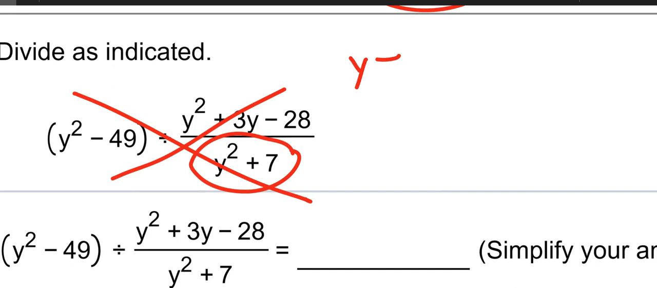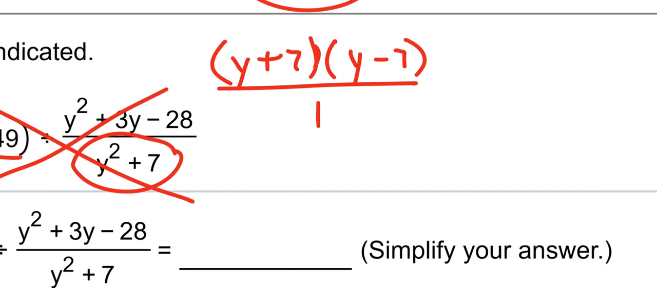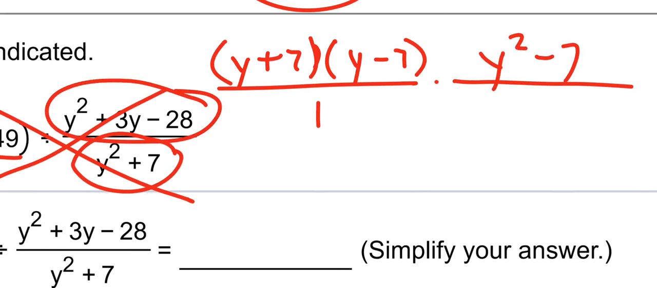Okay, I'll show you. You don't have to write any of this down. Y squared minus 49 over 1 is y plus 7, y minus 7, all over 1. Of course we're changing this to multiplication, so I'm just doing this in a short amount of time. The y squared minus 7 is going to come up here. This factors into y plus 7 and y minus 4.